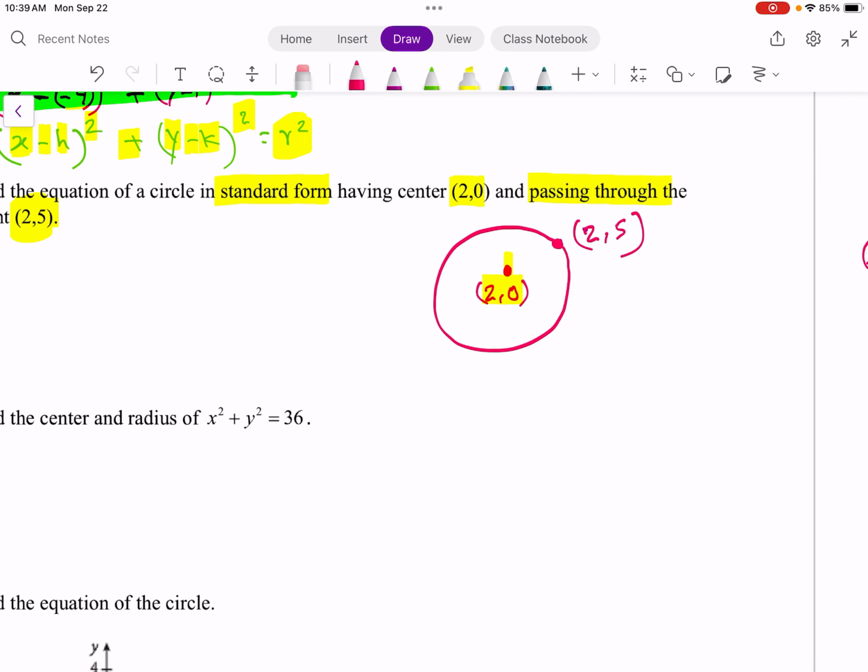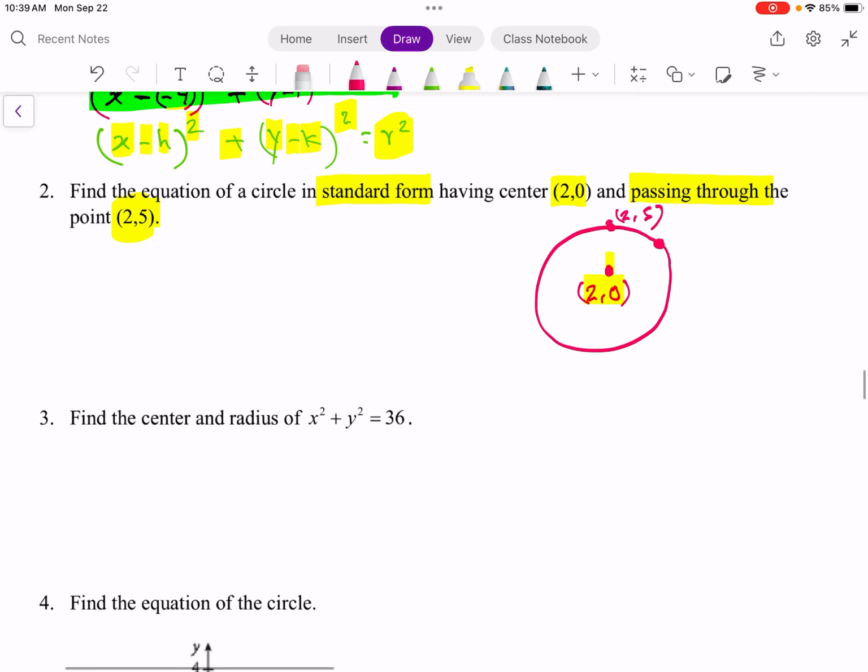Now if you use the Cartesian coordinate system, it is a point just above the center, right? So this is (2, 0), and this point has to be (2, 5). But you don't need to be perfect. So this is (2, 5). So this is the picture here, and our target is finding the equation of the circle in standard form.